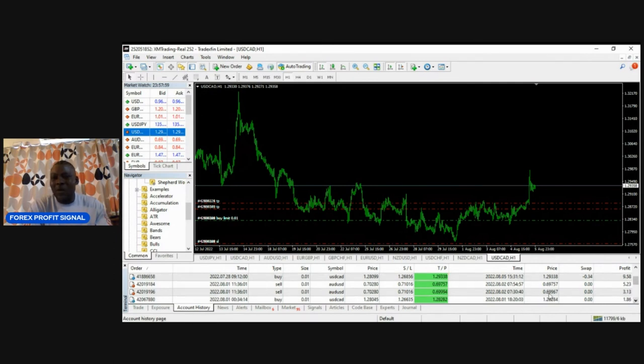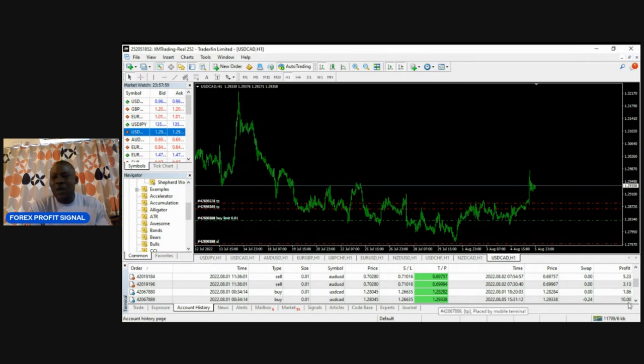Okay, that is the type of signal we are talking to you about, that you can earn anything you want to earn. Look, this one is about to hit a $10 profit. If you see a swap of minus 24, it means this signal has been here for how many days? We have been holding this signal for how many days? Okay, this trade was activated August 5, 2022, and this is August 6. That means we hold it for 1 day, and it's already 10 signal. What does that mean? It means this signal was activated into profit.